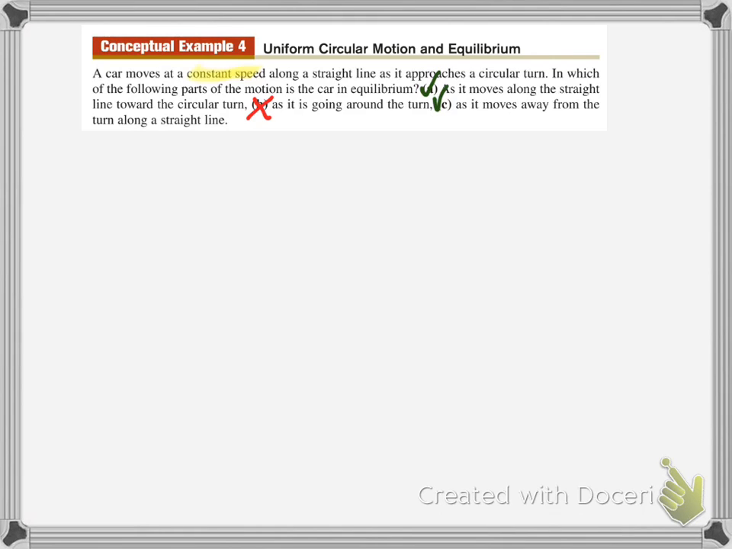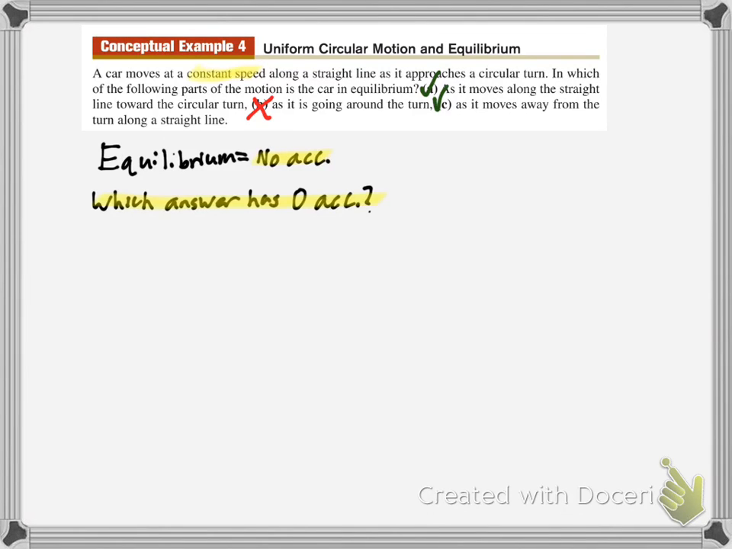The correct answers are A and C because they deal with equilibrium. B, as it's going around the turn, has centripetal acceleration because even though it's at a constant speed, the velocity vector is changing, which entails centripetal acceleration. The definition of equilibrium is constant everything, which means no acceleration. So the question you need to ask yourself is which answer entails zero centripetal acceleration, which is A and C.